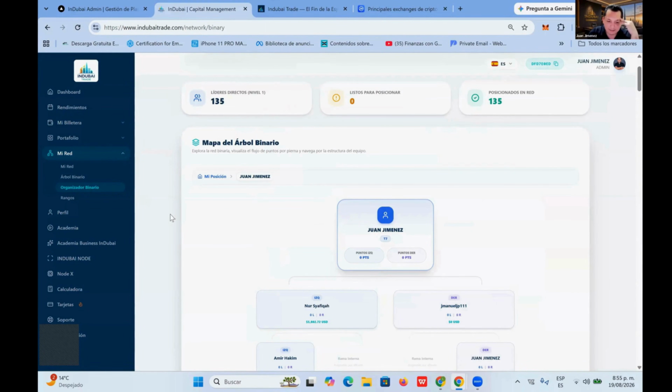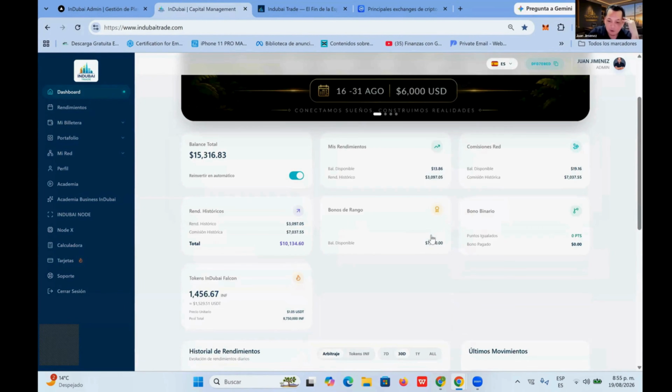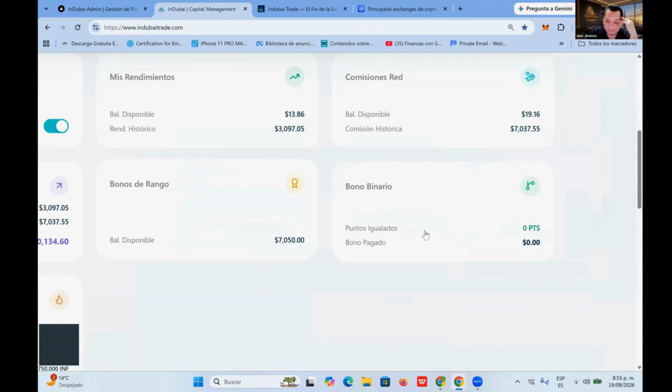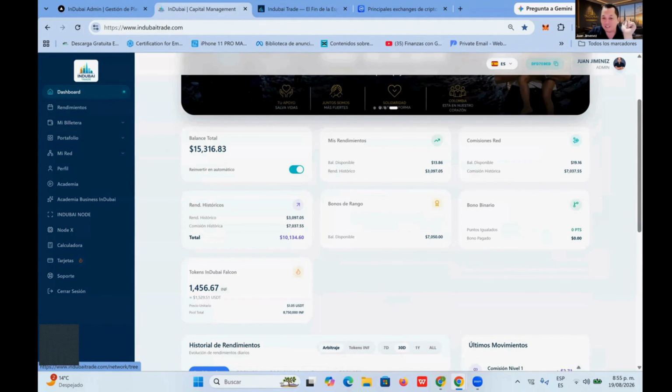I think that in this way, we have finished the binary part. Here a little box will appear that says, look, binary bonus, matched points, paid bonus, right? It will appear there and the bonus is paid out on weekends. I mean, you request the bonus and something important, there is an important change here that is going to be made, guys. Pay attention to this.